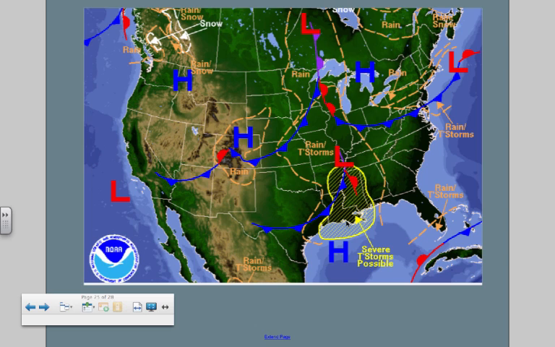Okay, so take a look at this map right here. Take a second and see if you can identify the cold fronts, the warm fronts, the stationary fronts, and the occluded fronts. Now you can see we have a cold front up here. We have a warm front right in here, pretty close to Chicago. We have a stationary front, I would say down here, south of Florida. And we have an occluded front right up here in Canada.